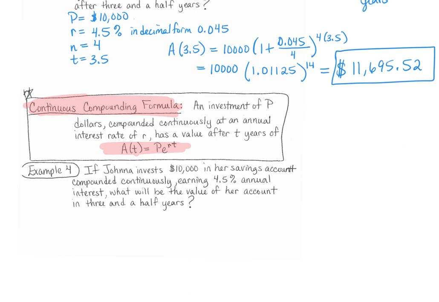Okay, so let's take our Jonna example again. If Jonna invests $10,000 in her savings account, compounded continuously, earning 4.5% annual interest, what will be the value of her account in 3.5 years? What's our setup? P equals 10,000. R equals 4.5%, or 0.045, that's what you want to use. And T equals 3.5.